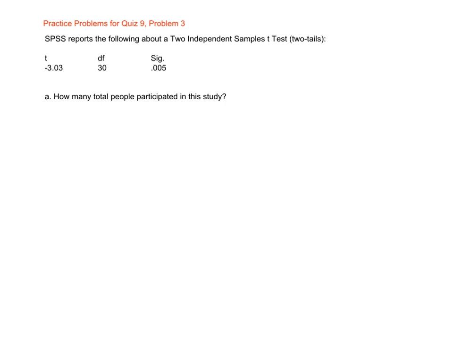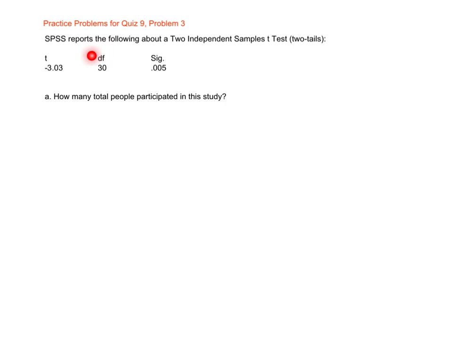This is problem 3 from the additional practice problems for quiz 9. The problem says SPSS reports the following about two independent samples t-test, and it's a two-tail. So the t is negative 3.03, the df is 30, and the sig is 0.005. Part A asks how many total people participated in this study.